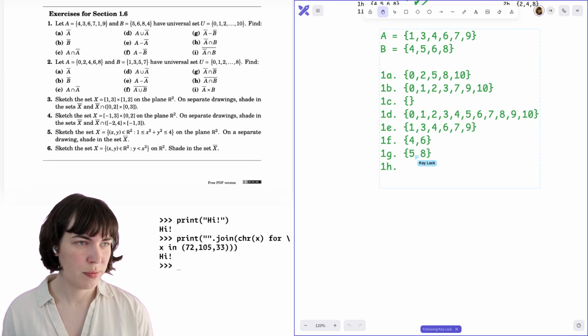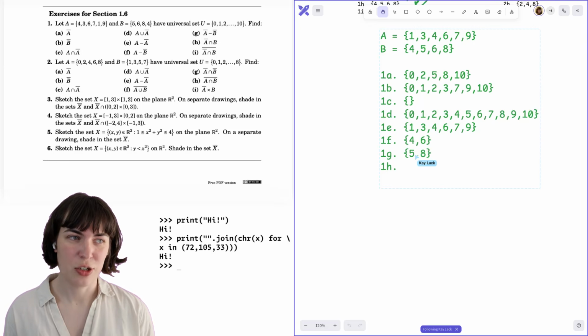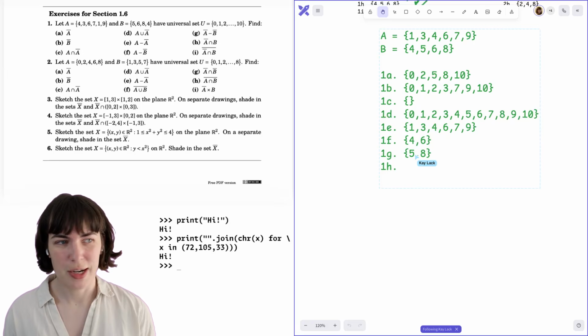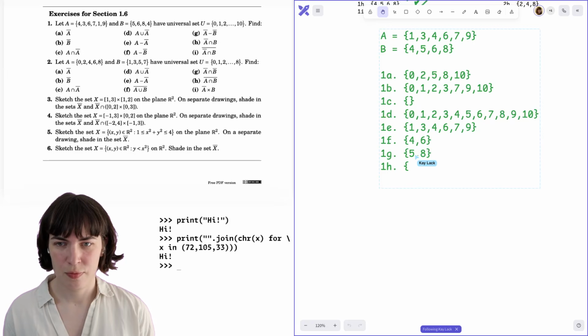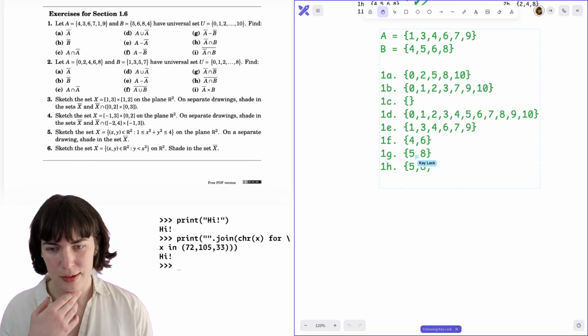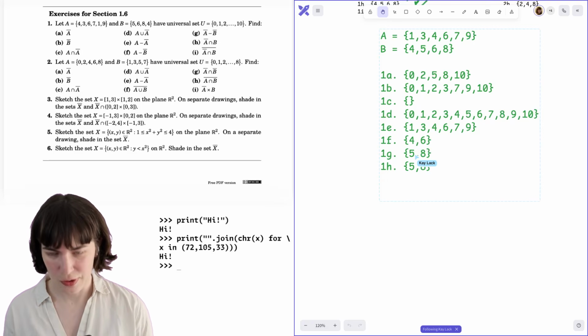H, bar A intersection B. We've got bar A, that's complement of A, intersection B. So everything that's in complement of A that is also in B. So not 0, not 2, 5, not 8, no 8, and that's it, I think. It's fiddly, isn't it?